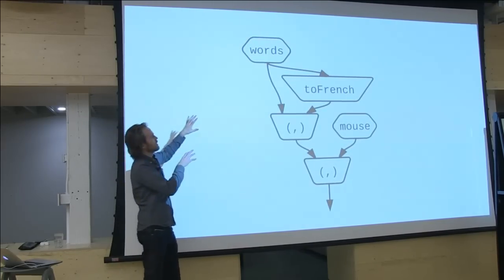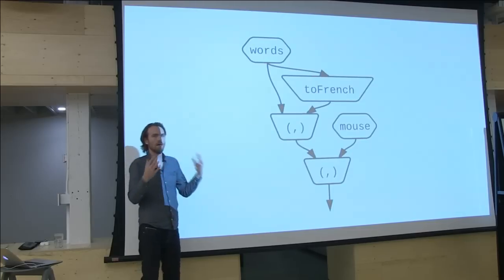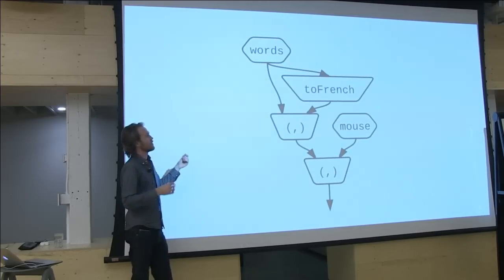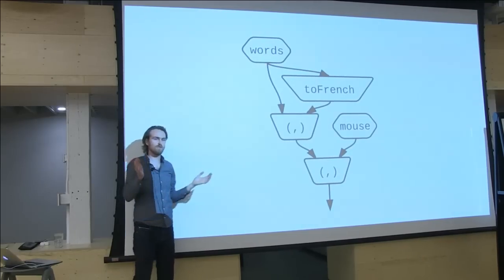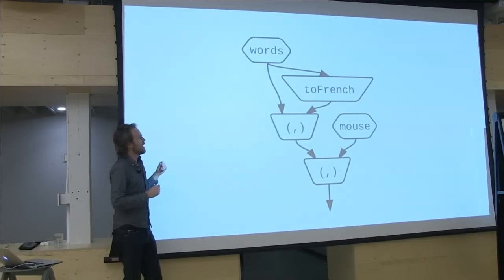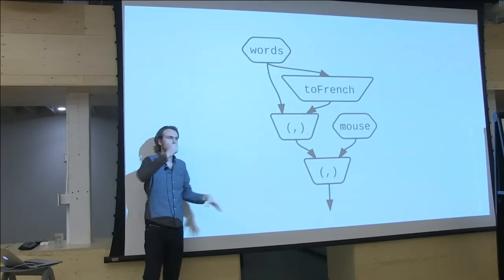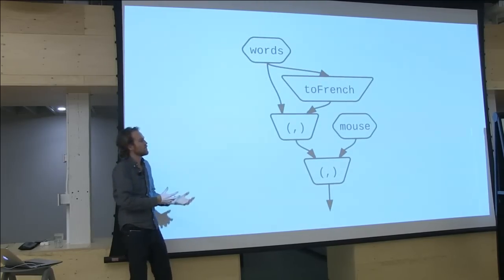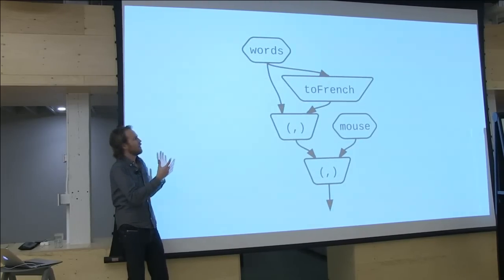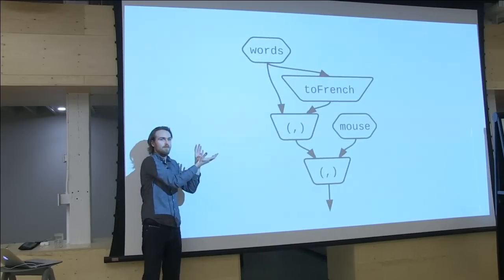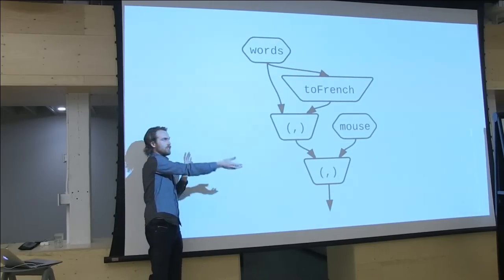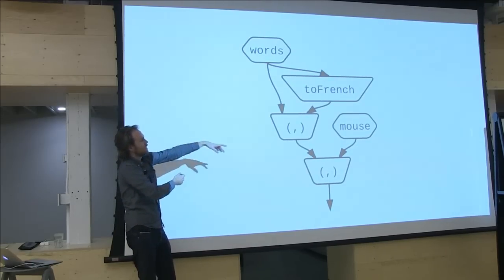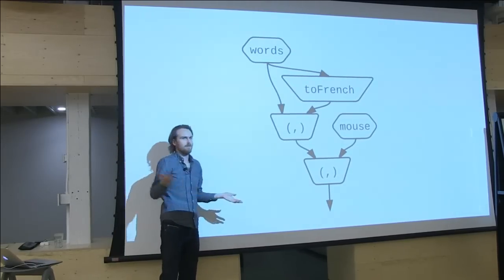This is just an example to show why asynchronous stuff is important too. Here we have a words input coming in from somewhere, maybe a text field box, and there's going to be some signal which translates those words into French, and then we're going to pair them together again. So we're going to say, dog and chien, and then we're going to pair that with the mouse for some reason.